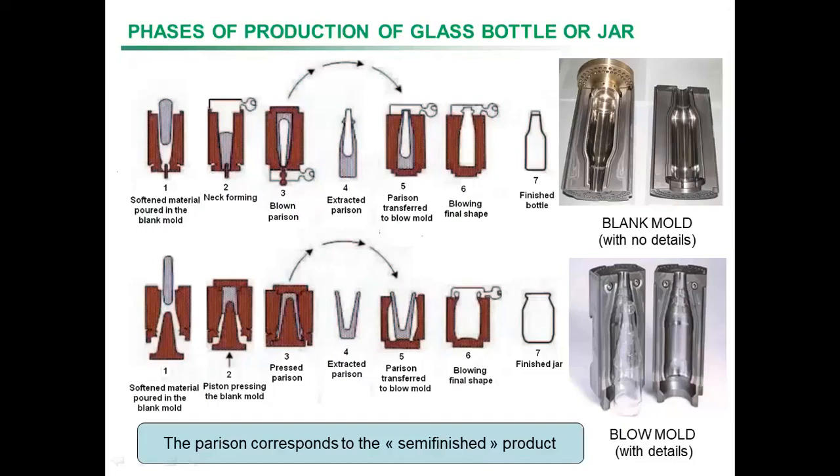For example, the engraving or similar stuff, or the location to put a cap. Also, all these details are present in the blow mold, so you are able to shape your bottle in the blow mold. And the blank mold is just the general shape of the pipe, which resembles a bottle or a jar.